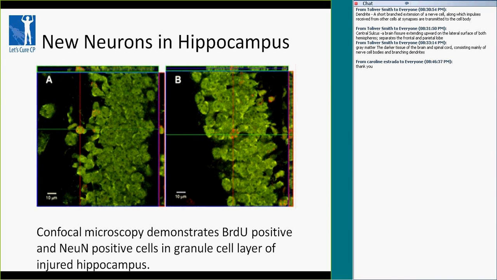So these are basically the same 3D reconstructions. If you look inside the purple box in the margin on slide A, that's actually the three-dimensional depth perception for that marked cell. And that's BrdU and NeuN positive, so that's again a new neuron since injury in the granular layer of the hippocampus. The granular layer of the hippocampus contains a lot of neurons. Now let's go to the next slide, please.